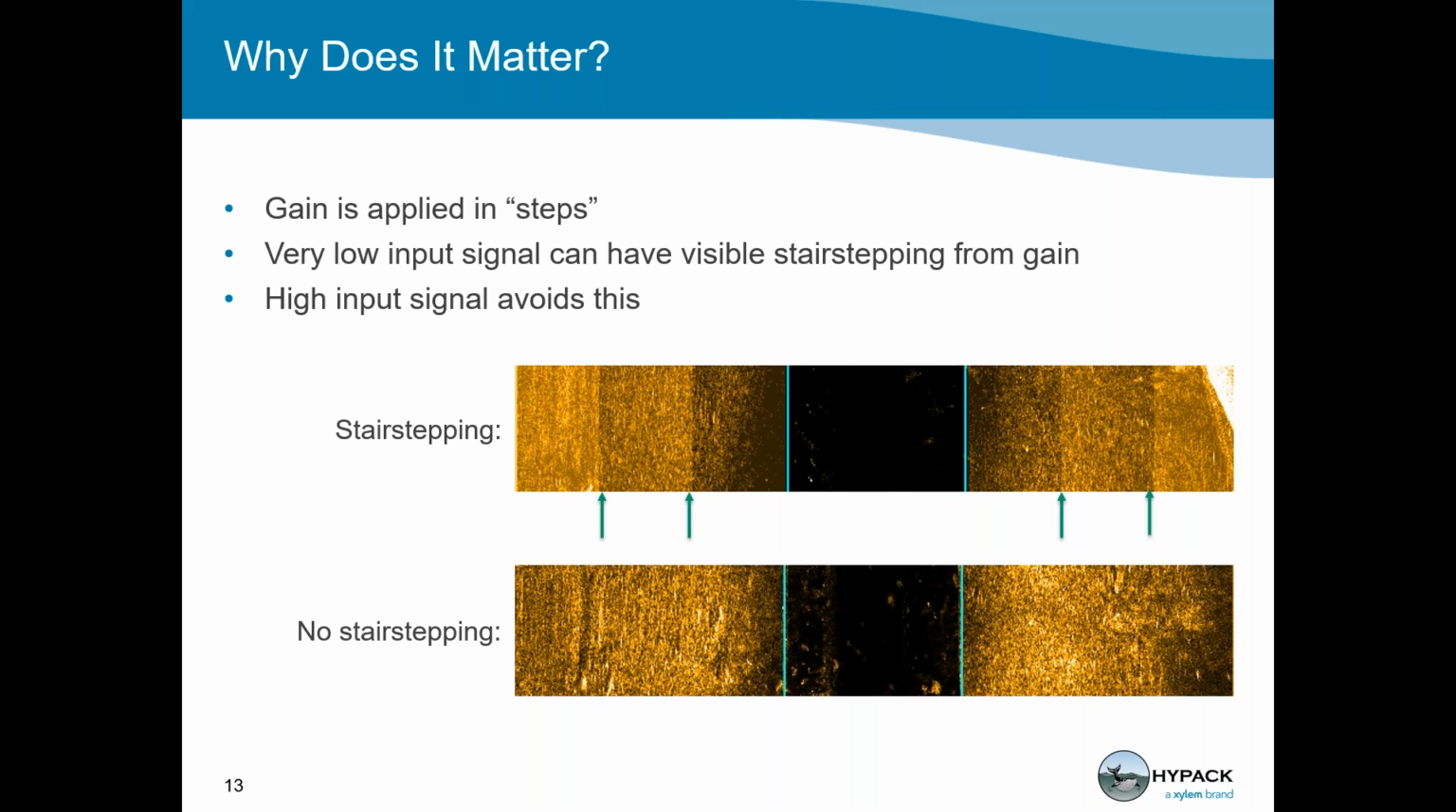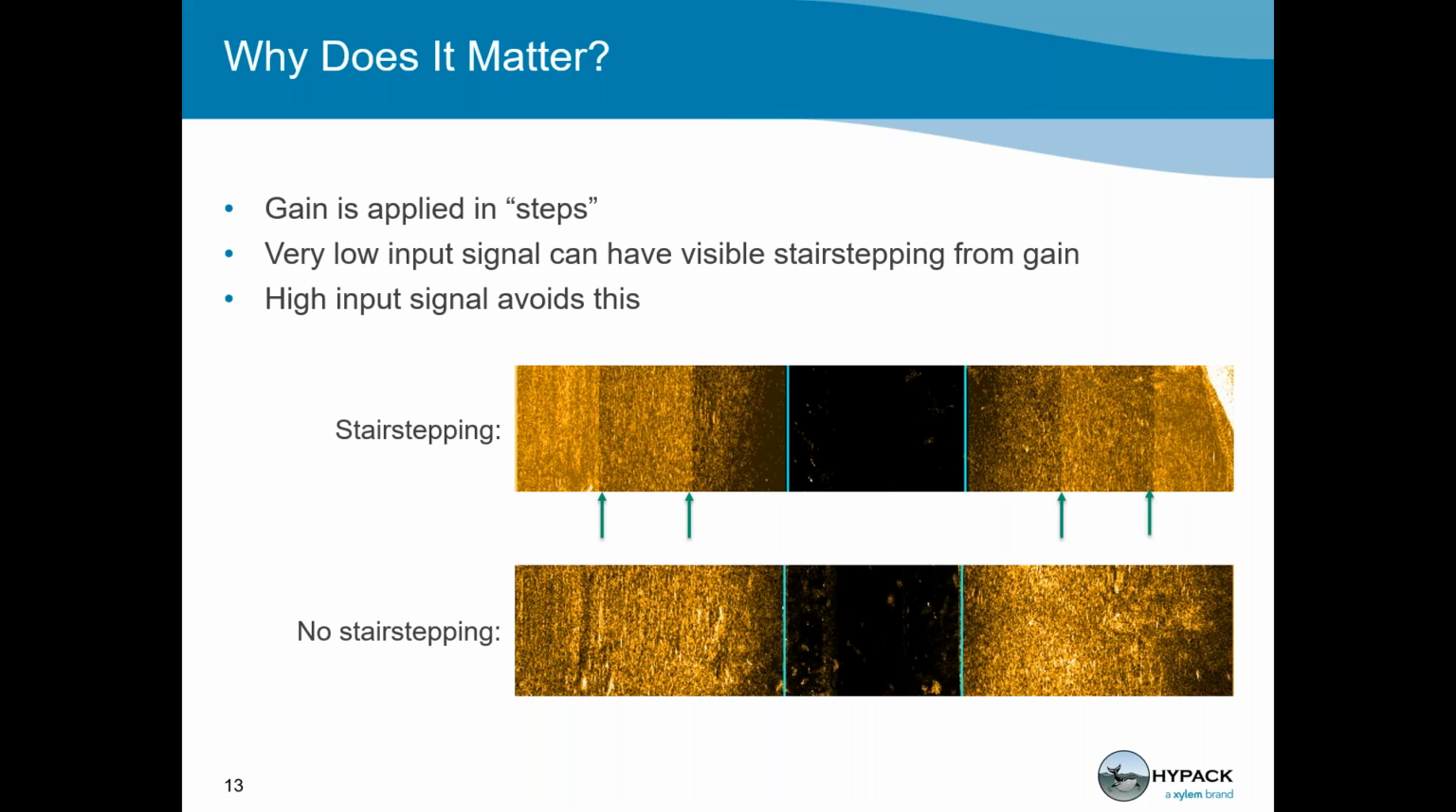So why do we see this stair-stepping artifact? That's because in HYPACK we apply gain in steps. And when you have a very, very low input signal, those steps become very far apart and they become very dramatic. So if we're increasing the gain by 1, but our signal is only going from 0 to 20, like I said, it's an arbitrary signal, a step of 1 is a 5% brightness increase, which is pretty huge.